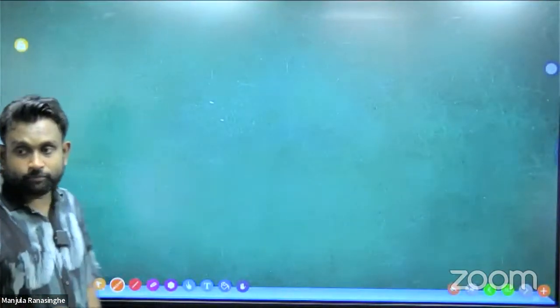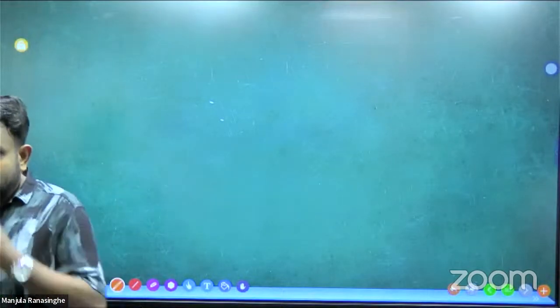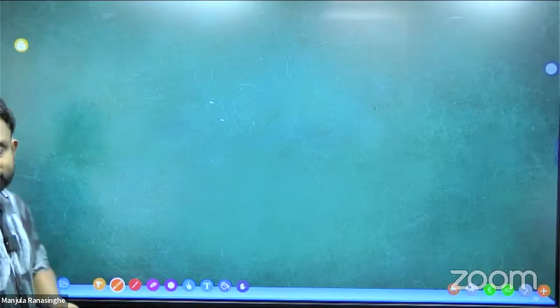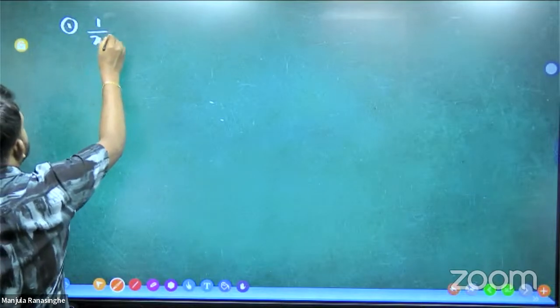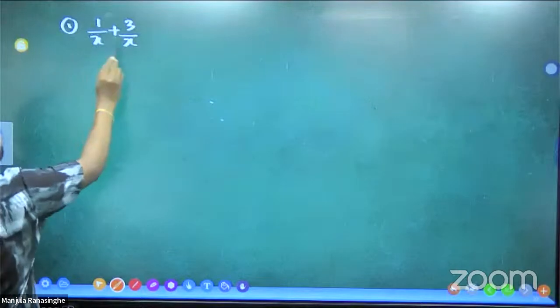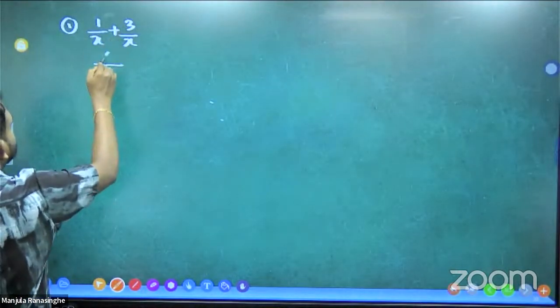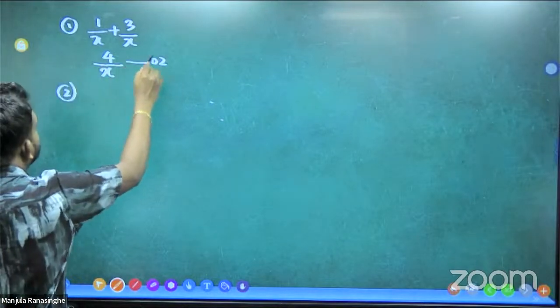Right, simplify 1 upon x plus 3 upon x. First part, 1 upon x plus 3 upon x. So addition of fractions with the same denominator: keep the same denominator x. Add the numerators, 1 plus 3 becomes 4. Right. So just 2 marks there.